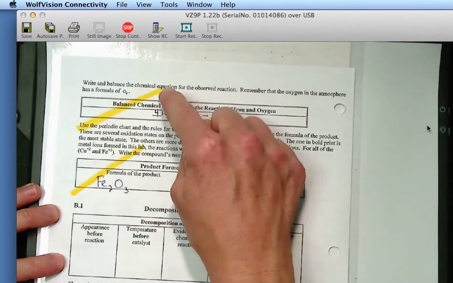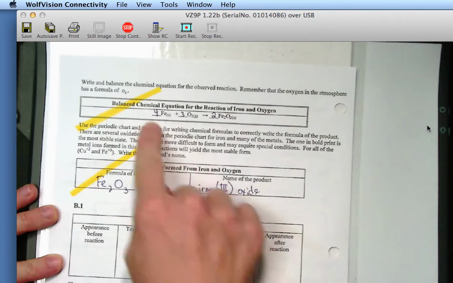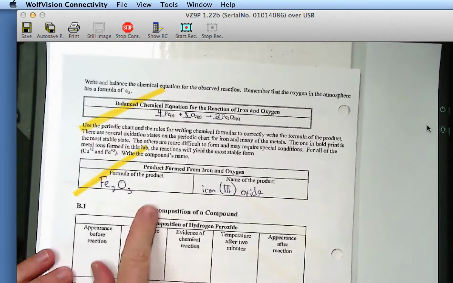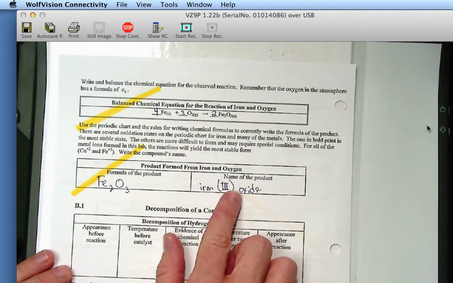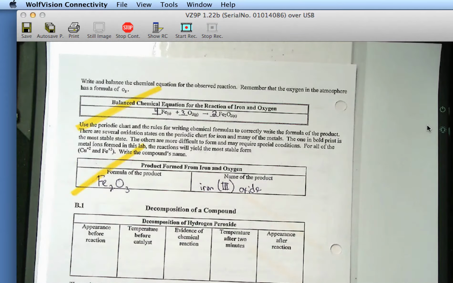All right, so balance the equation at the top, which I balanced here for you. The formula of the product is Fe2O3. The name of the product is iron 3 oxide. And then the equation at the bottom, you need to balance as well. That's not balanced. If that one takes you a little time, think about the odd, even number of oxygens that you have. If you have an odd number on one side, make it even, and then you can balance it a lot easier.